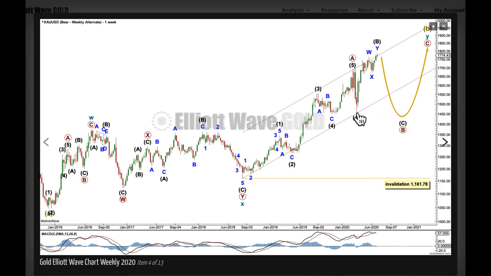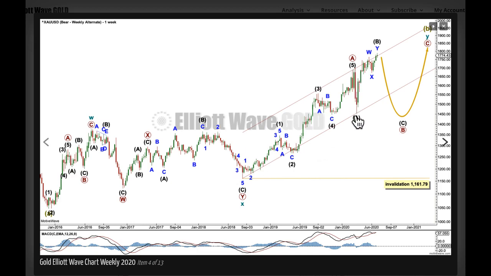So the first weekly chart sees B over here, and now we're looking at the possibility that B could be continuing further as an expanded flat. Here's a really good example of an expanded flat. It subdivides 3, 3, 5, and it's labelled A, B, C. Within an expanded flat, B moves beyond the start of A, and then C moves beyond the end of A.